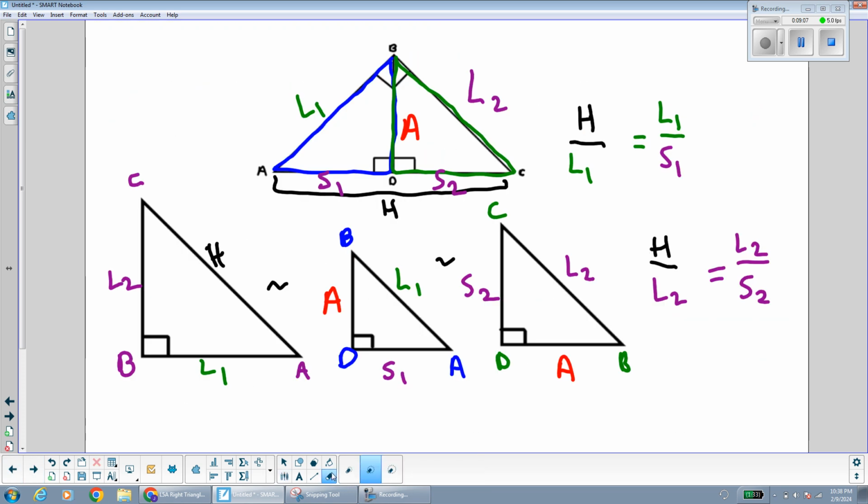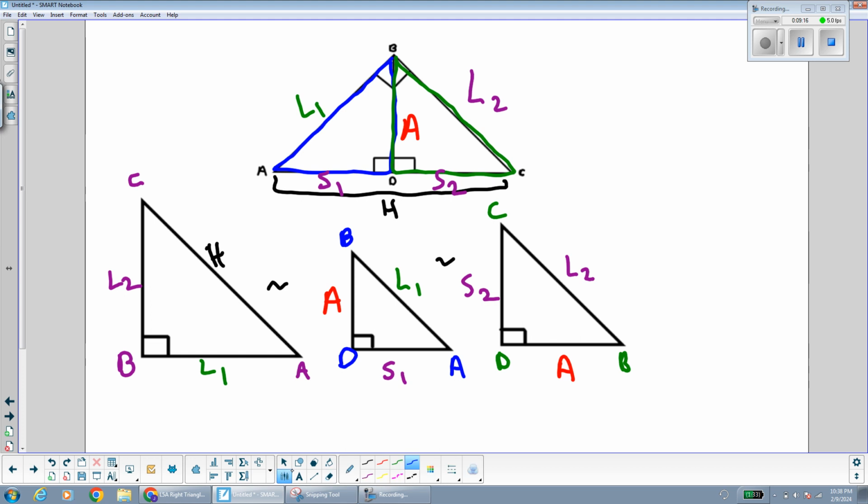I'm going to come back over here, and we're going to set up one more proportion involving the corresponding sides of the similar triangles. The next proportion I'm going to set up involves the two smaller triangles. Now I'm going to start with this side of this triangle, which is labeled as S1. And that corresponds to this side of this triangle, which is the altitude. Then I'm going to use this side of the first triangle, which is the altitude. And that corresponds to this side, which is S2.